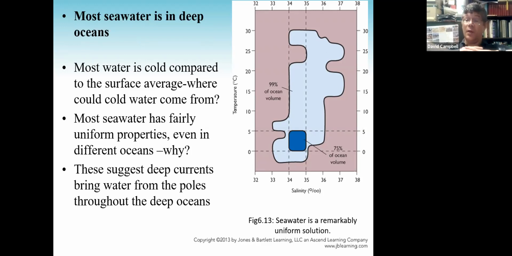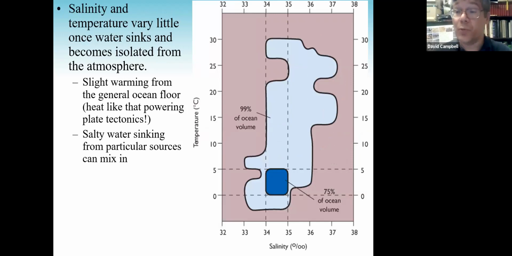This fits with currents sinking down from near the poles and then continuing to carry water around throughout the oceans. Once water isn't near the atmosphere, things aren't changing a whole lot down there. And so there's not a whole lot that's going to change the salinity or the temperature of that deep water. There's a little bit of warmth coming from the interior of the Earth. After all, that is powering plate tectonics. So over time, that deep water does warm up a little bit.